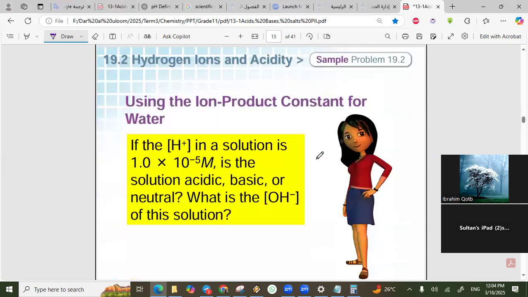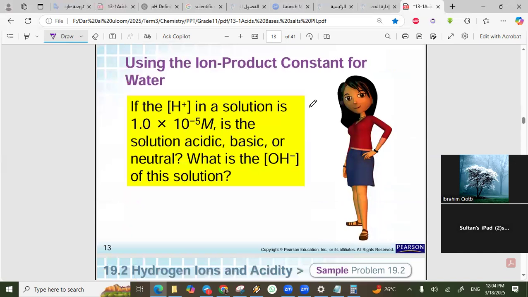Here we have a question. Sultan, can you read it? Can you read this question?